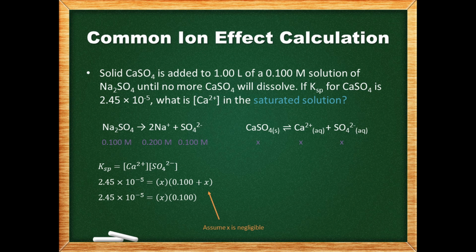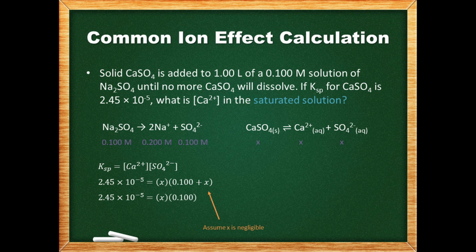We only have one source of calcium, the calcium sulfate. The concentration is unknown and equal to x. On the other hand, we have two sources of sulfate. We have the concentration of x from the solid calcium sulfate that was added, and a concentration of 0.1 molar from the sodium sulfate. However, we will assume that x is negligible with respect to 0.100. Remember that we need to state this.